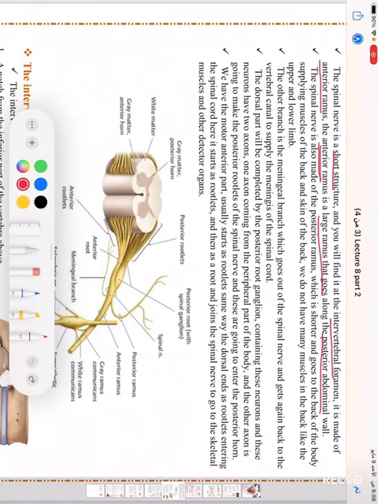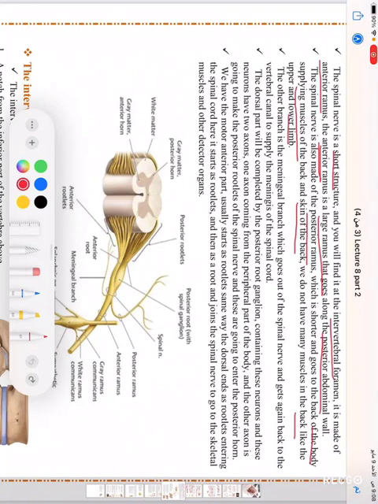The spinal nerve is also made of the posterior ramus, which is shorter and goes to the back of the body, supplying the muscles of the back and the skin of the back. We don't have many muscles in the back like the upper and lower limb.